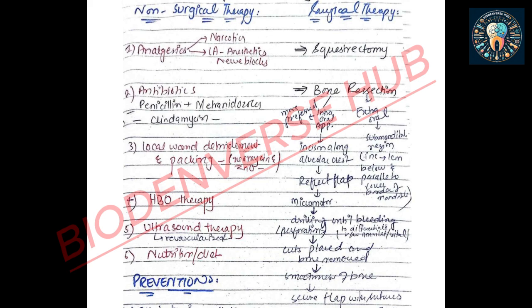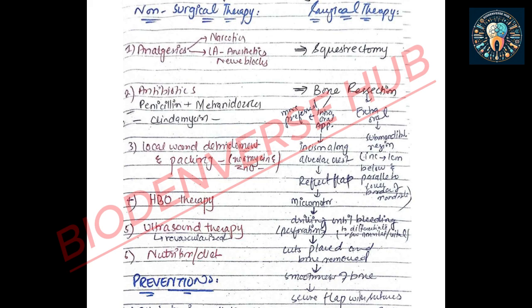And after that, we will go on for the local wound debridement and then packing. Packing with neomycin or zinc oxide can be done. Another important management strategy in the non-surgical therapy will be the HBO therapy. It is the hyperbaric oxygen therapy that is very important, and we will be discussing it in detail in a separate video. After that, the ultrasound therapy, which is solely aimed at the revascularization of the bone.